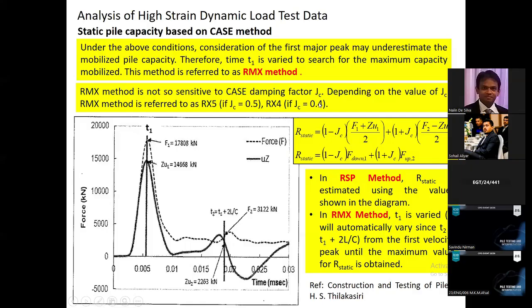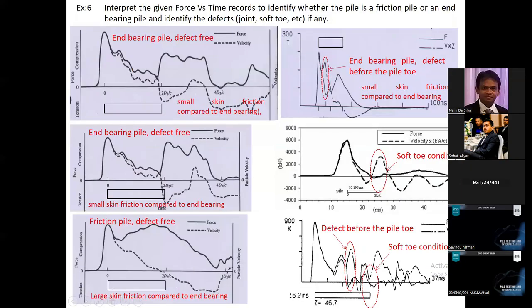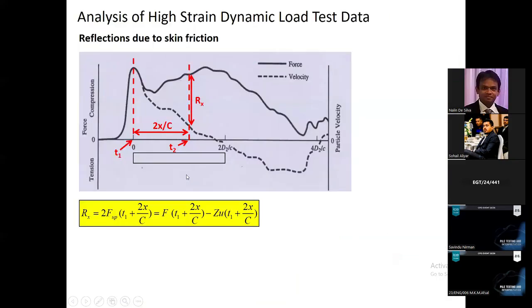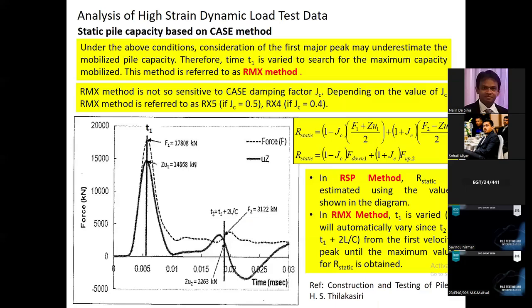In the previous slides, I explained how to detect integrity issues using high strain dynamic load test data. Not only integrity issues, we can also estimate pile capacities by referring to the high strain dynamic load test data. The PIT test data cannot be used to measure capacities. PIT test data can only be used to detect integrity problems, right? But the high strain dynamic load test data can be used to estimate the mobilized capacity as well.